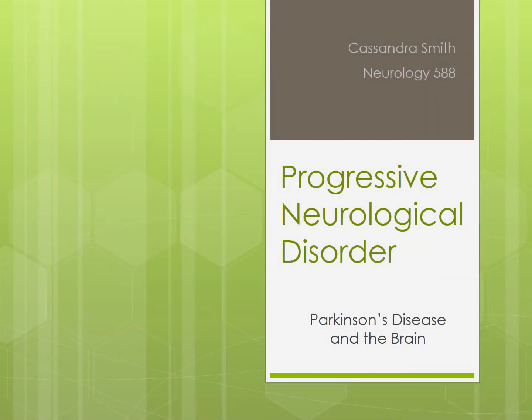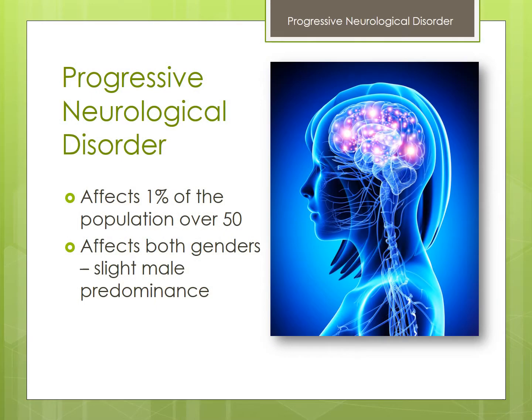Today I'm going to be telling you a little bit about Parkinson's disease. Parkinson's disease is a progressive neurological disorder. It affects approximately 1% of the population over 50, but prevalence increases with age, affecting 4% at the age of 80. It affects both males and females with a slight male predominance.